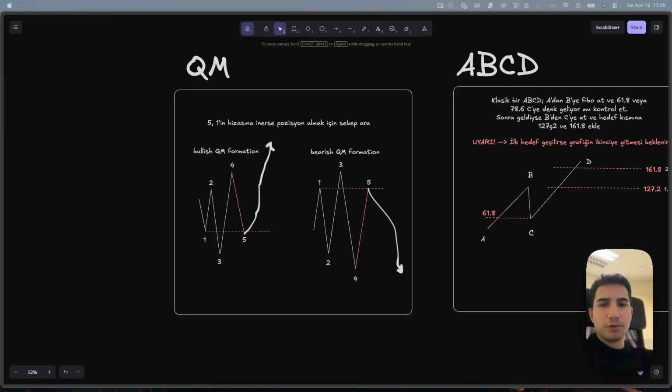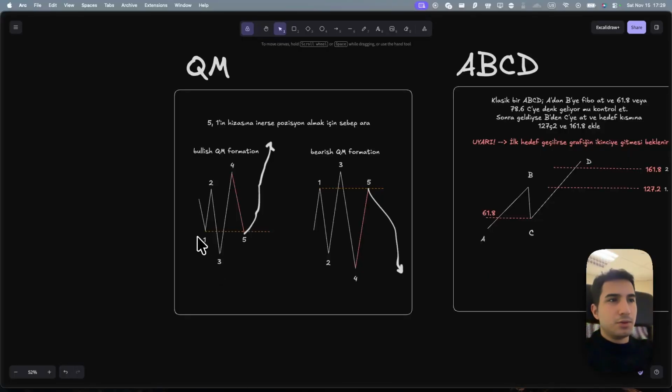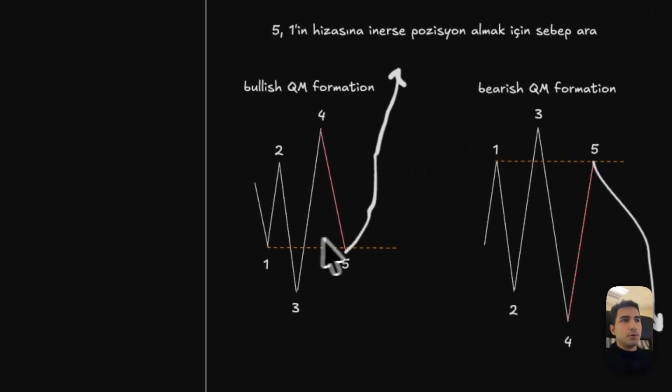So let's break down the QM formation and identify optimal entry points for equity positions, with particular focus on Rocket Lab mechanics for both bullish and bearish cases. The bullish QM setup structure requires specific sequential conditions. One, point 2 must exceed point 1, as you see here, and point 3 must retrace below point 1. As I said, point 4 should surpass point 2, which is exactly what happened.